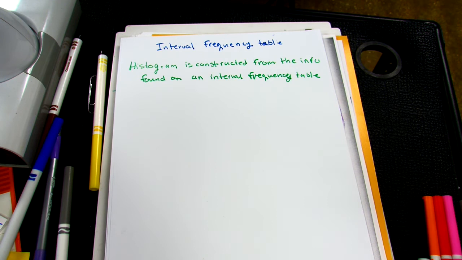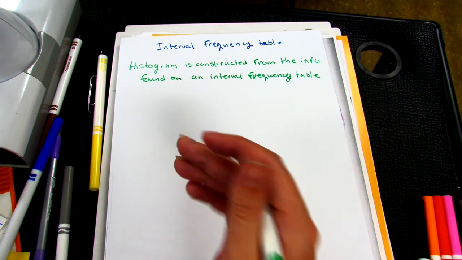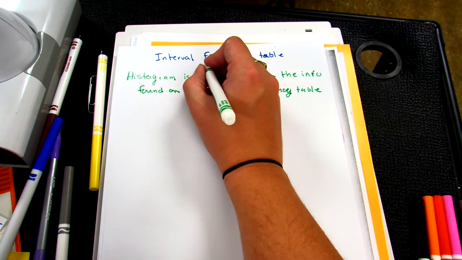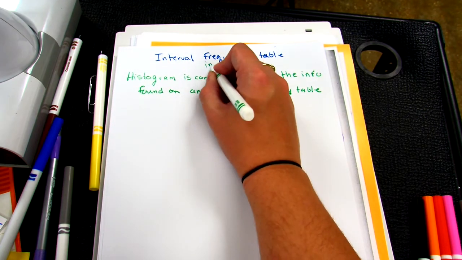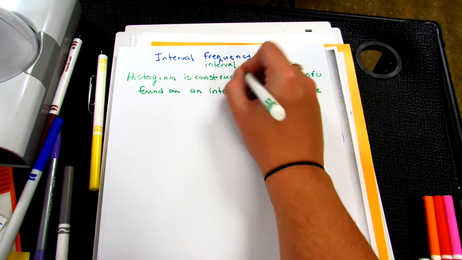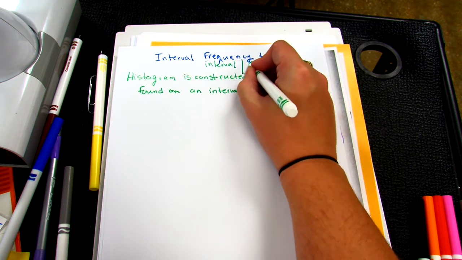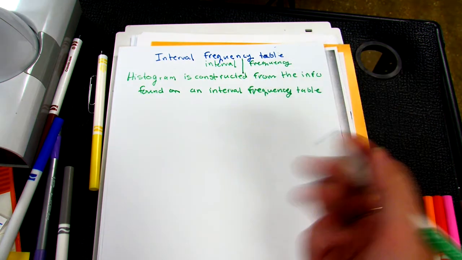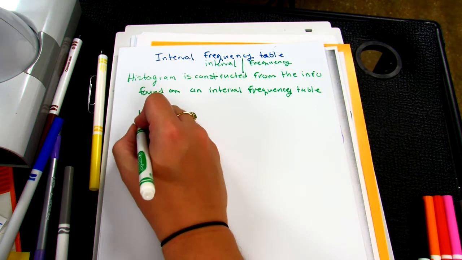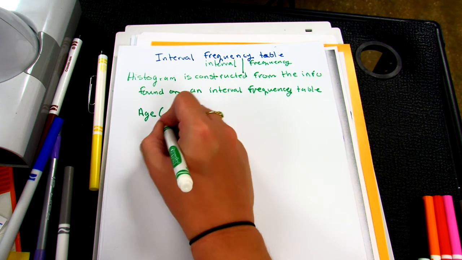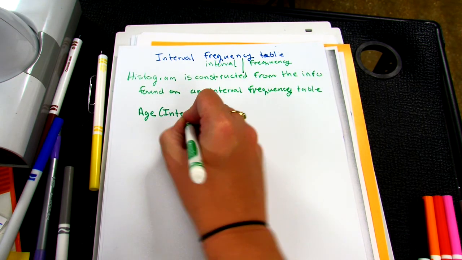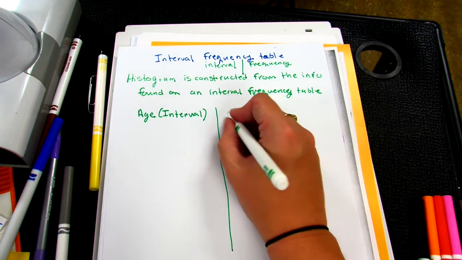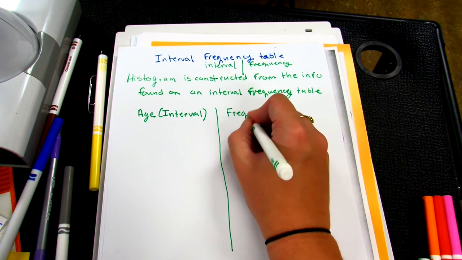It's always going to have two parts. An interval frequency table is going to have two columns. It's going to have the interval column, and it's also going to have the frequency column. So how often do those numbers occur? So here, we're going to do age, which is our interval, and then we have frequency, the frequency that age occurs.